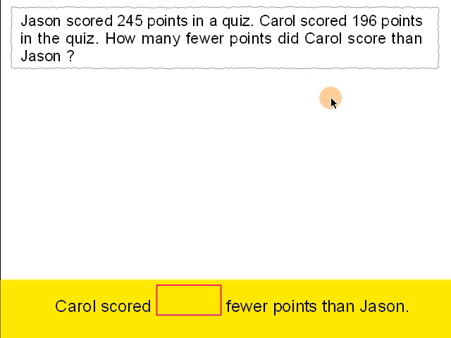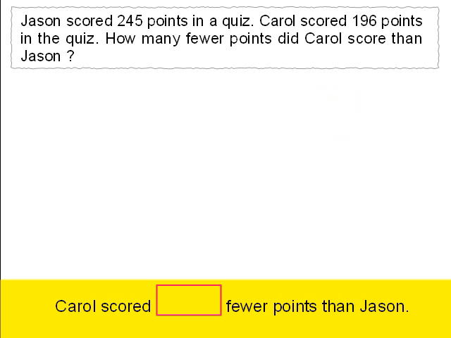Now the question says Jason scored 245 points in the quiz. Carol scored 196 points in the quiz. That means to say Carol took the same quiz as Jason. How many fewer points did Carol score than Jason's?